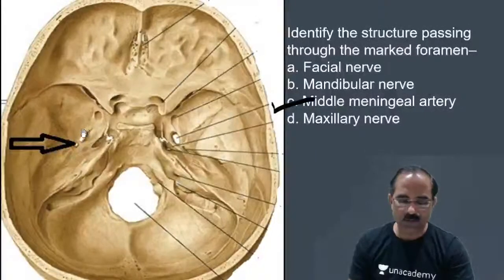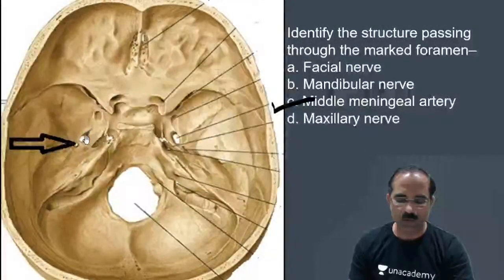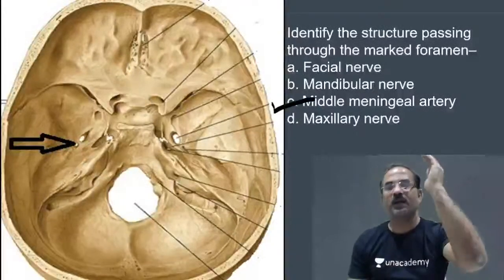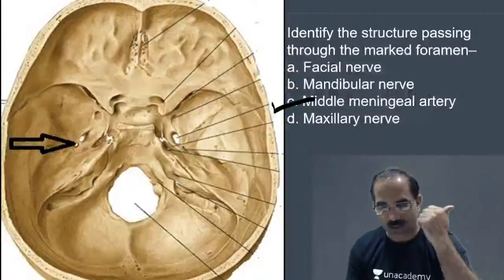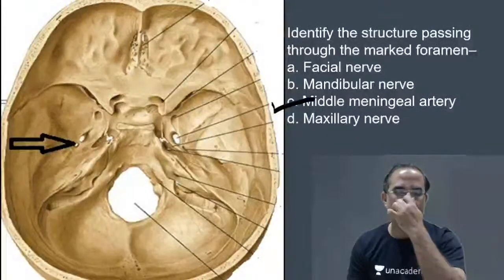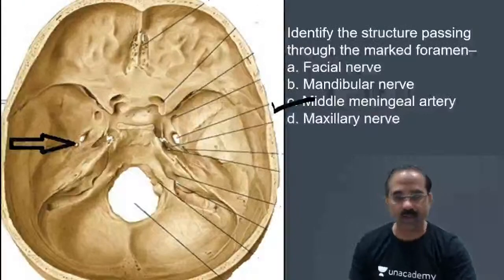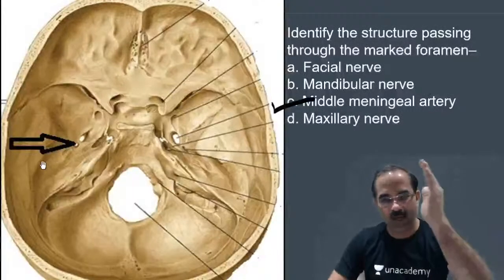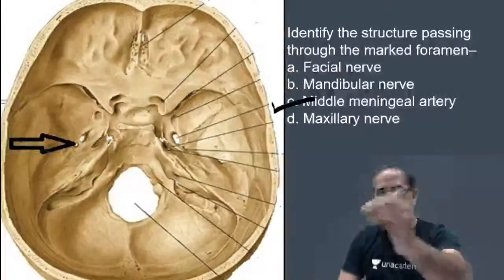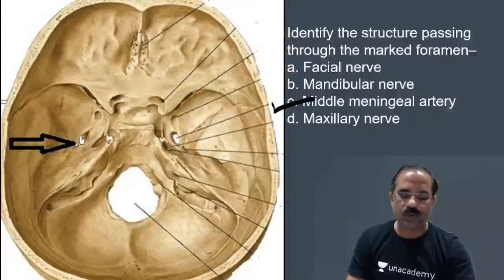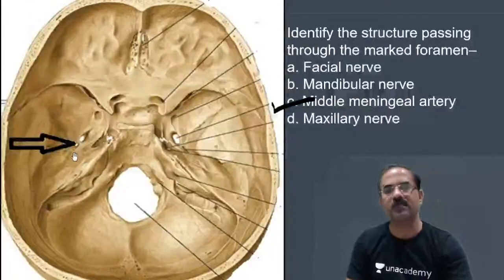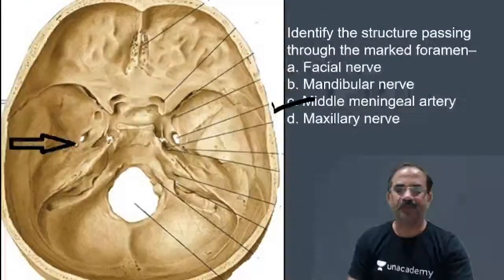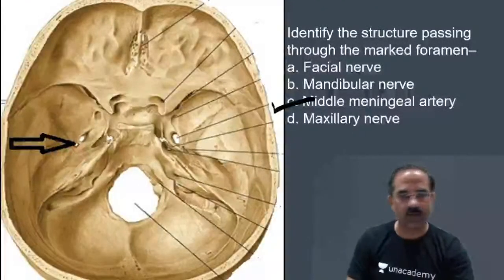What passes through this is the foramen ovale. What passes through it is MALE. M is mandibular nerve, A is the accessory meningeal artery, L is the lesser petrosal nerve, and E is the emissary vein. MALE: mandibular nerve, accessory meningeal artery, lesser petrosal nerve, emissary vein. What passes through the foramen spinosum? Through the foramen spinosum pass the nervus spinosus and the middle meningeal artery.